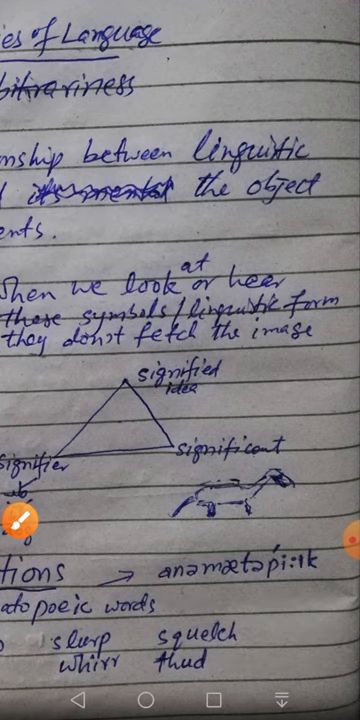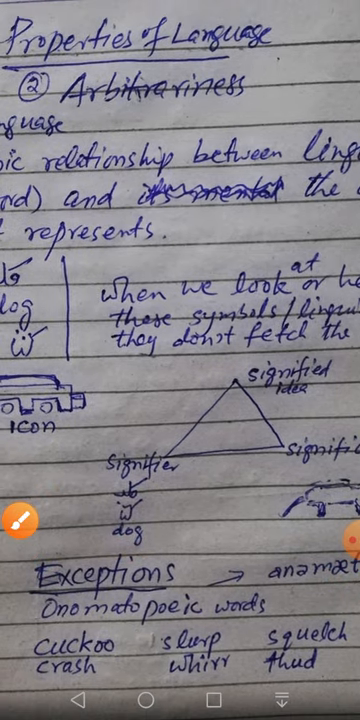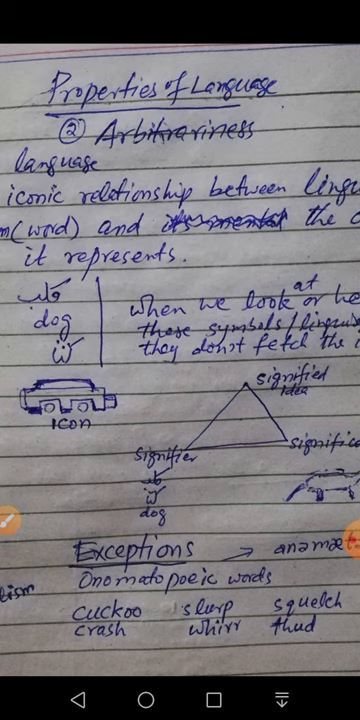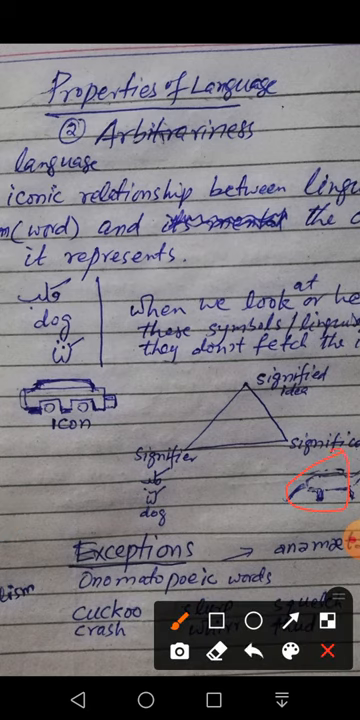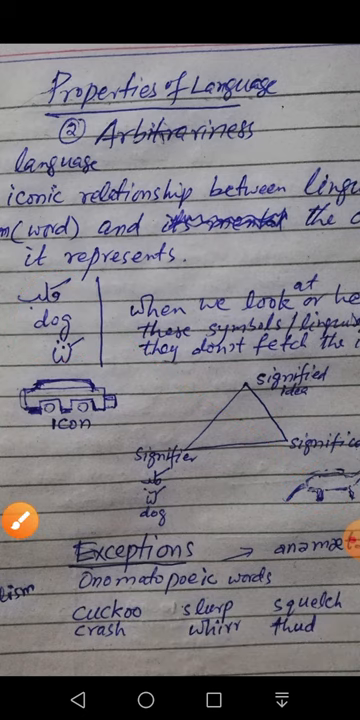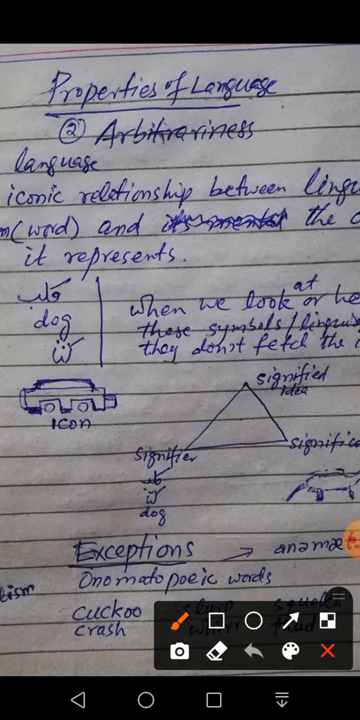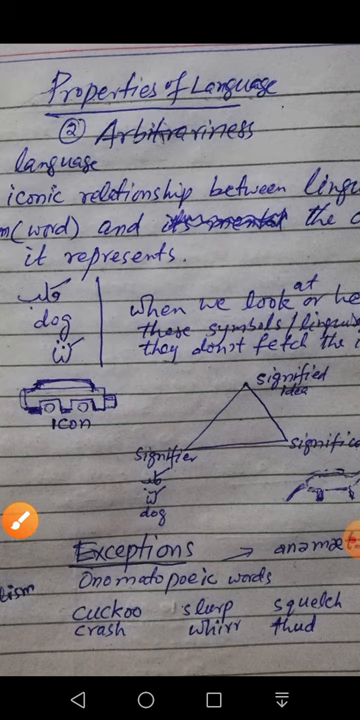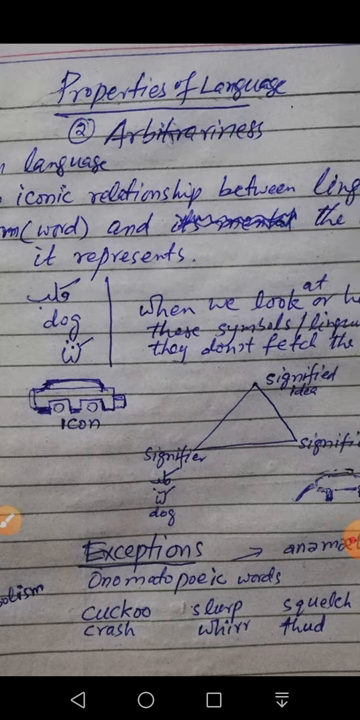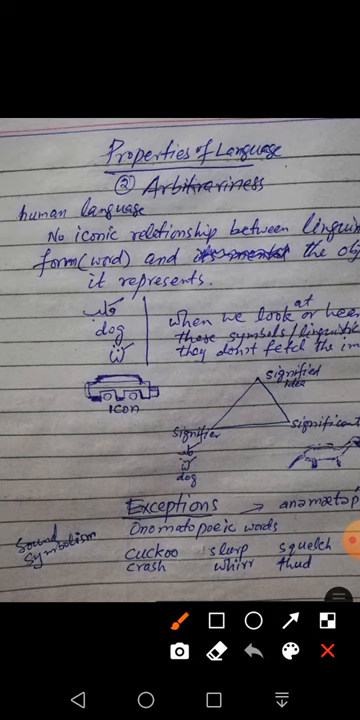But such words are rare in human language. They are exceptions, okay? So usually language is not iconic, language is symbolic. So there is no direct relationship between the object in real life and the forms which we use. If there is some similarity or resemblance, then it is a rarity and it is just occasional, and it is an exception, as you can see in these onomatopoeic words like cuckoo, crash, slurp, whir, squelch and thud. So otherwise language is not iconic, it is symbolic. So this property of human language is known as arbitrariness.